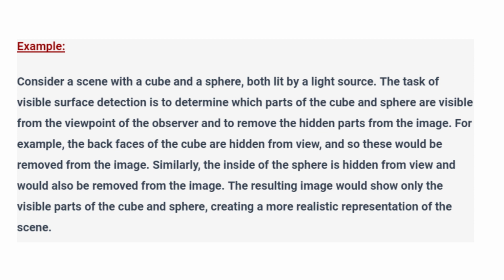For example, the back faces of the cube are hidden from view, and so these would be removed from the image. Similarly, the inside of the sphere is hidden from view and would also be removed from the image. The resulting image would show only the visible parts of the cube and sphere, creating a more realistic representation of the scene.